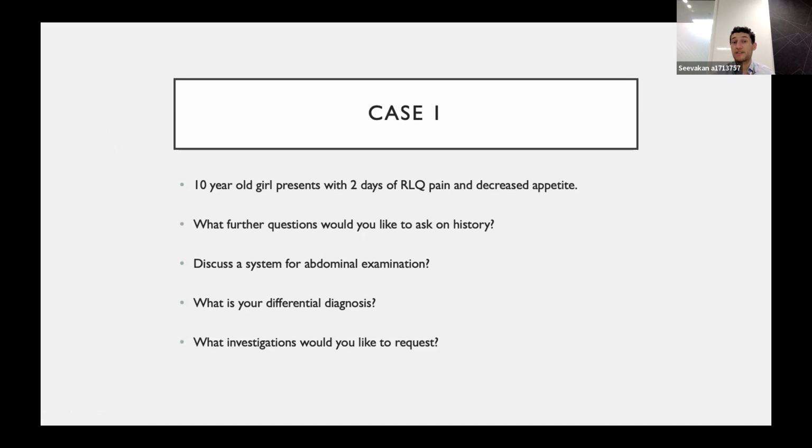What would be your differential diagnosis for this 10-year-old girl if this is the only history you have? So 2 days of right lower quadrant pain and decreased appetite. Appendicitis, mesenteric adenitis, gastroenteritis. Maybe a Meckel's diverticulum. Yeah, that's good. We're up to 4.